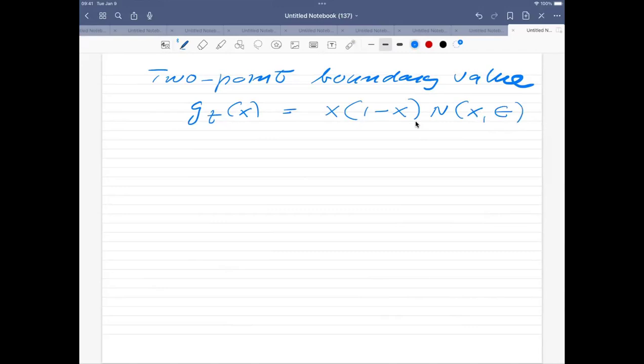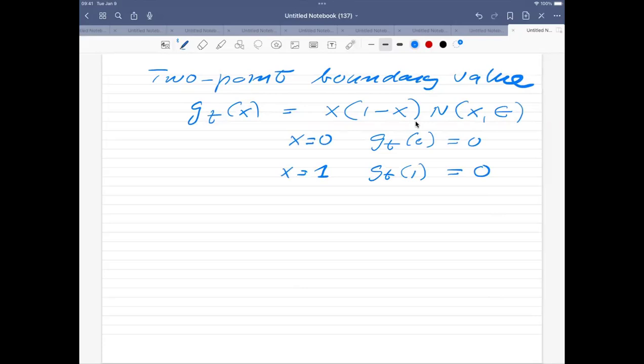And what we have here is that if x is equal to 0, then we see that g_t of 0 is equal to 0, which was one of the boundary conditions. If I put x equal to 1, you also see that g_t of 1 is equal to 0. So this is a very simple way by which we can fulfill the boundary conditions.